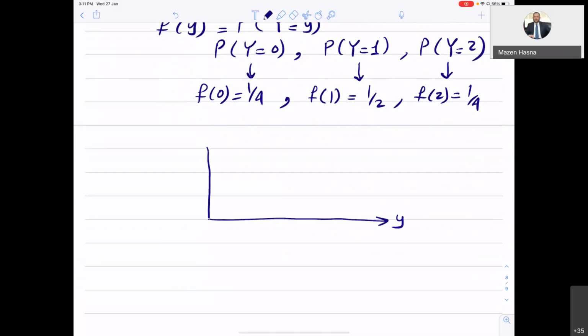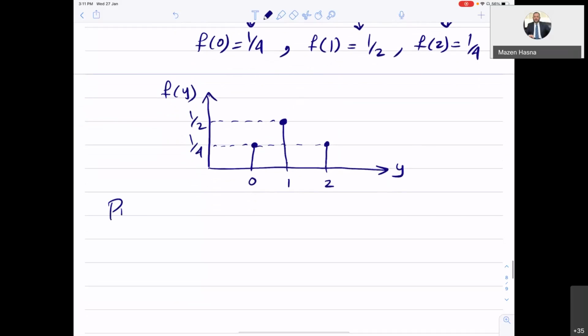So I can plot it. This is y. This is f of y. So now let's assume this is 0, this is 1, this is 2. So the value at 0 is 1 over 4. The value at 1 is 1 over 2. And the value at 2 is 1 over 4. So we call this the probability mass function. The way we distribute the total probabilities among the different possible values of the random experiment.